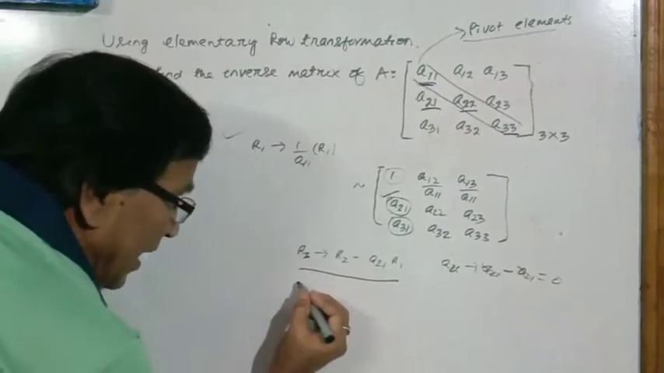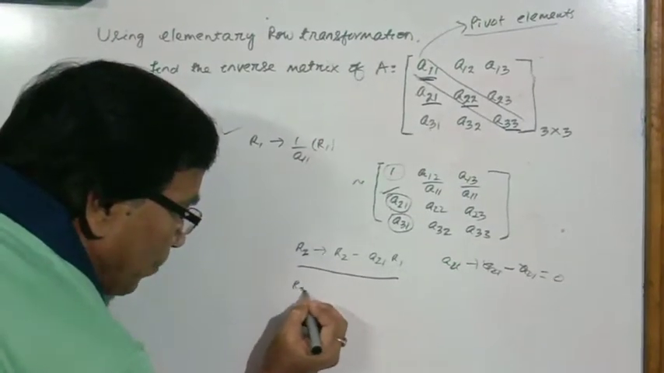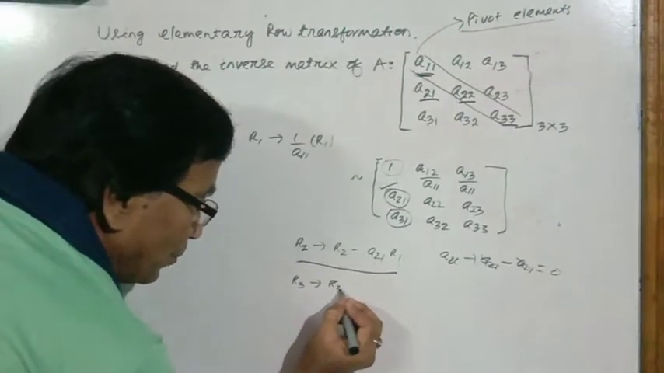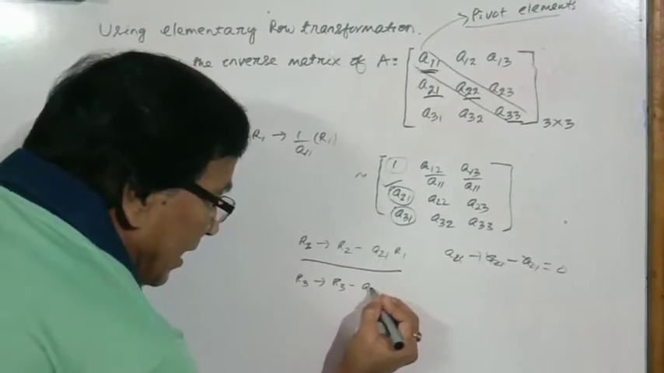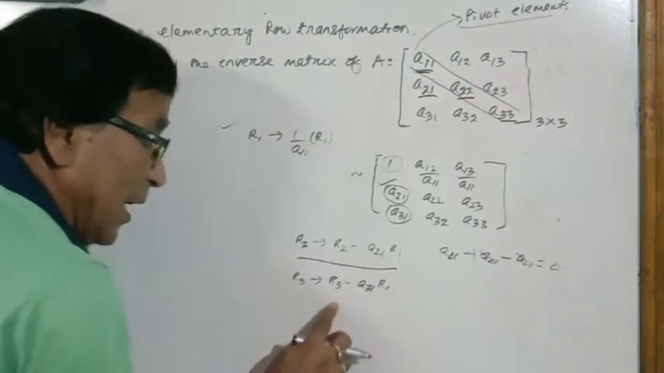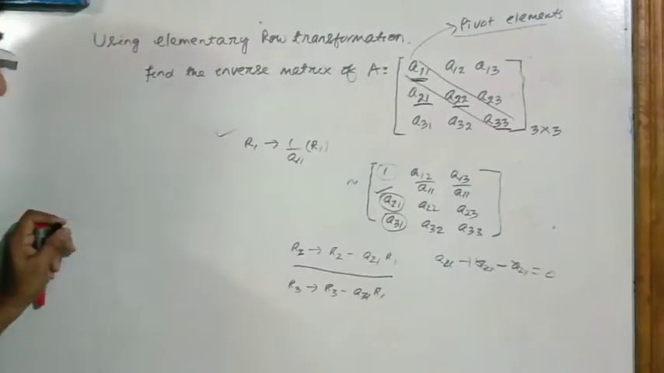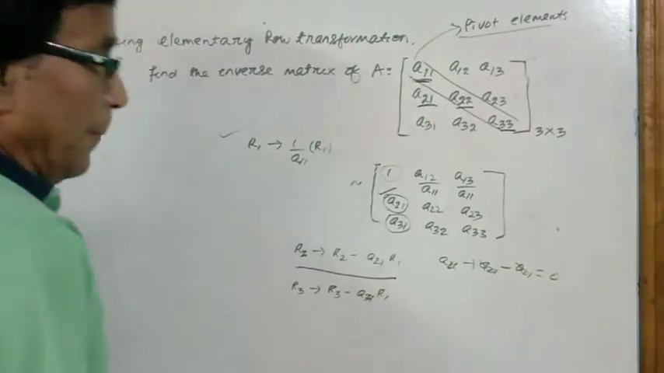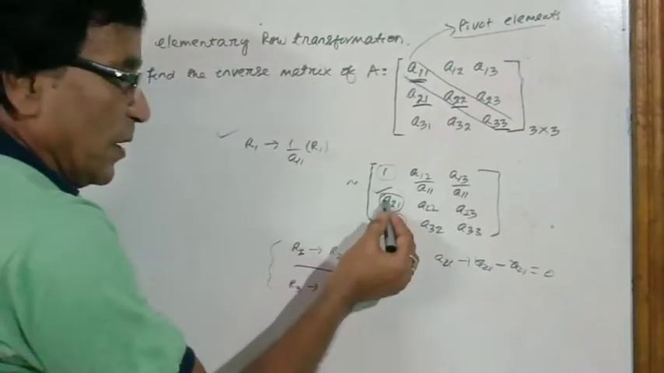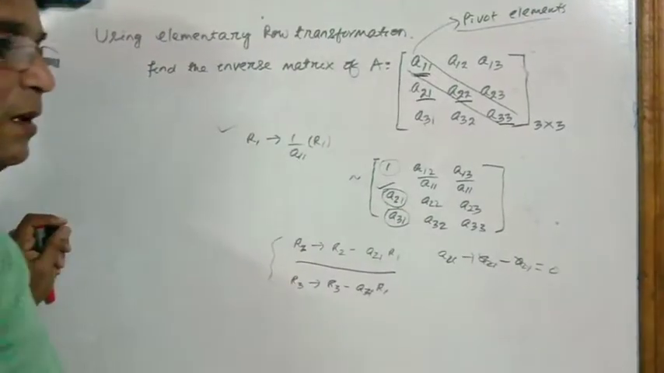Similarly, if we take row 3 as row 3 minus A31 into row 1, then again it will be 0. So here you see that taking these operations, this will be 0 and this will be 0.